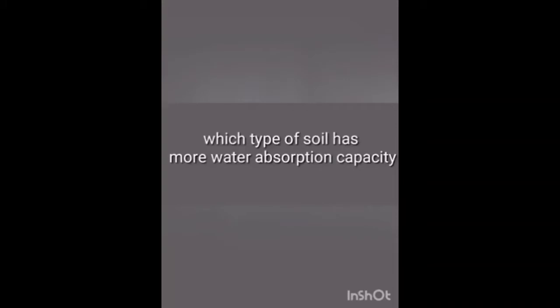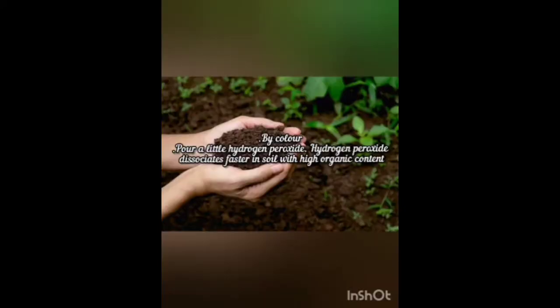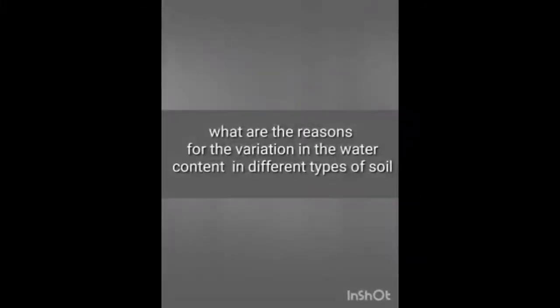Which type of soil has more water absorption capacity? Topsoil. How do we know the organic content in the soil? By color. Pour a little hydrogen peroxide. Hydrogen peroxide dissociates faster in soil with high organic content. What will be the color of soil which has more organic matter? Brownish black. Which gas is freed when hydrogen peroxide dissociates? Oxygen.